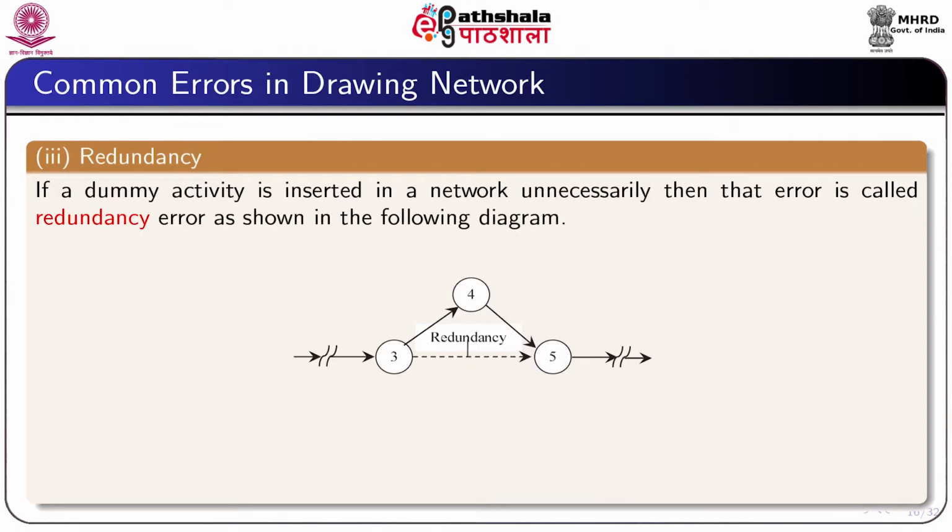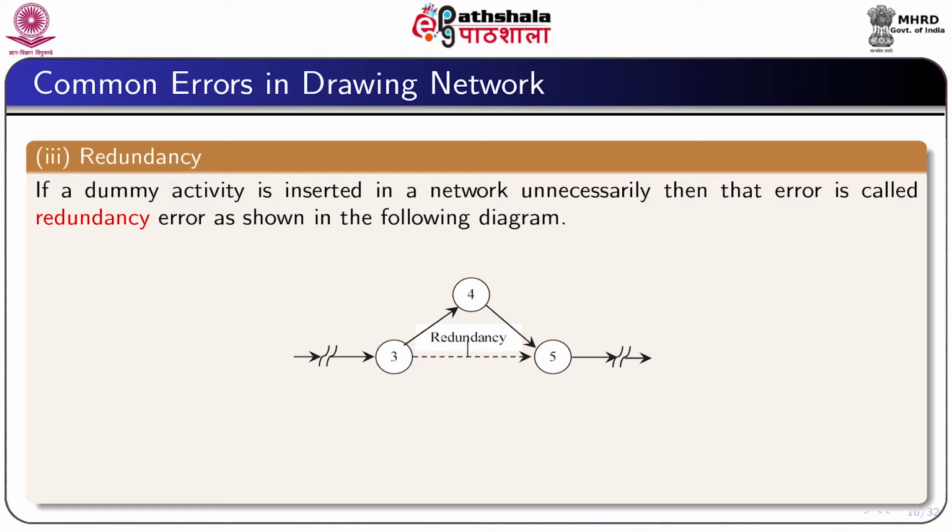Redundancy. Unnecessarily inserting the dummy activity in a network is known as the error of redundancy. You see that in the figure the activity 3, 4 and 4, 5, they are the activities which can occur one by one, but a dummy activity is connected between the nodes 3 and 5, which is actually no need.